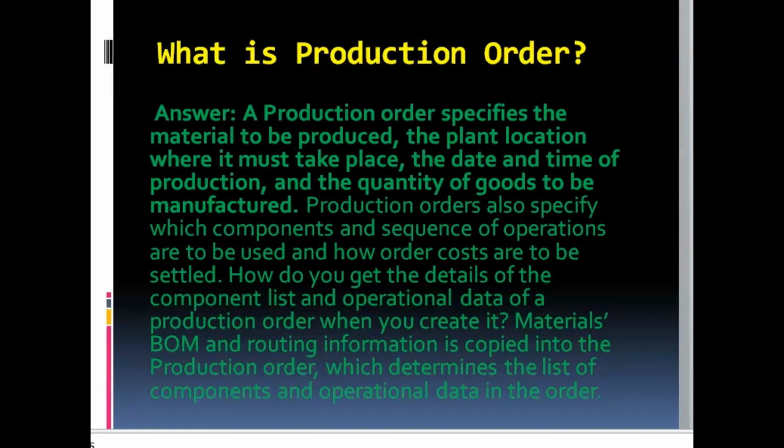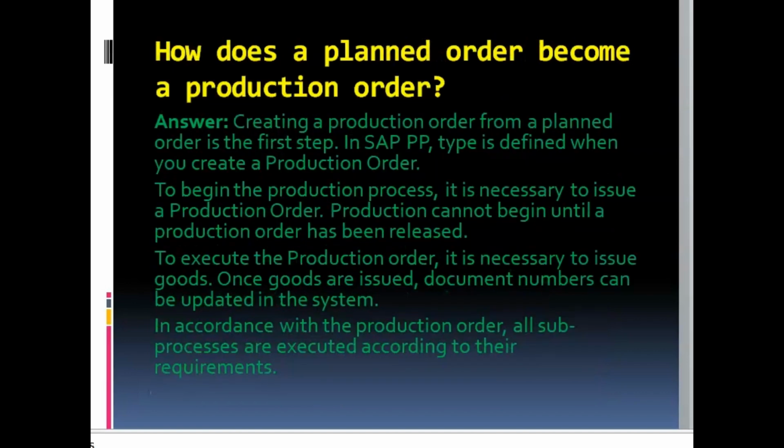When you create it, material BOM and routing information is copied into the production order. This determines the list of components and operational data in the order. How does a planned order become a production order?